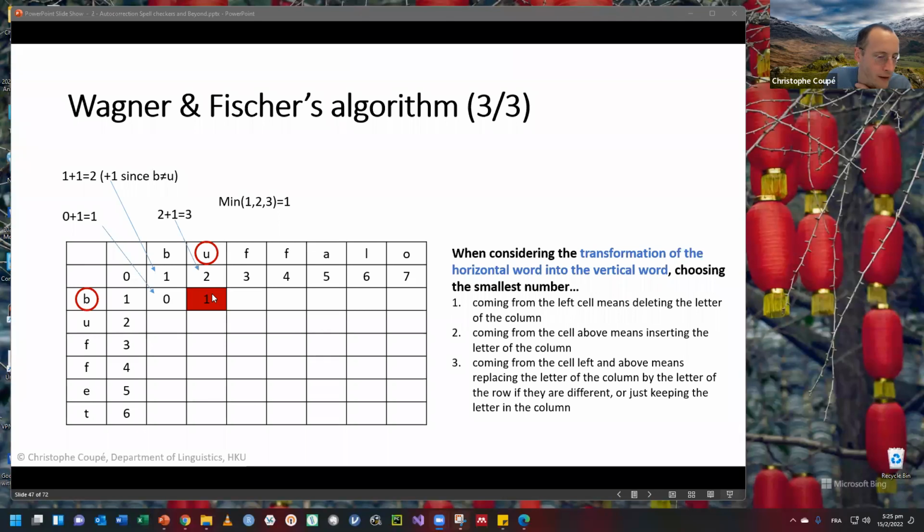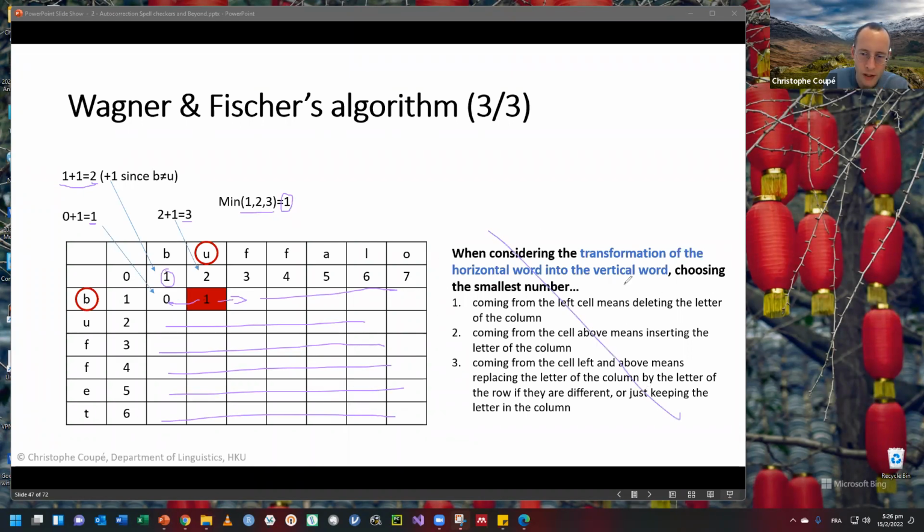Okay, now we fill the cell in red here. I'm going to change the color. Okay, take this one. We check the value on the left, it's 0, and we add 1. So we get the value 1. We check the value above and we add 1. Then we get 3. We check the value in the diagonal. So that's this one. And now we have B and U. These are different letters. So we add 1. 1 + 1 = 2. So we have 3 values, 1, 2, 3, and the smallest of these 3 values is 1. So we pick 1. And that gives us the value here. And then, of course, we move to this one. And like this, and like this, until we reach the final one.